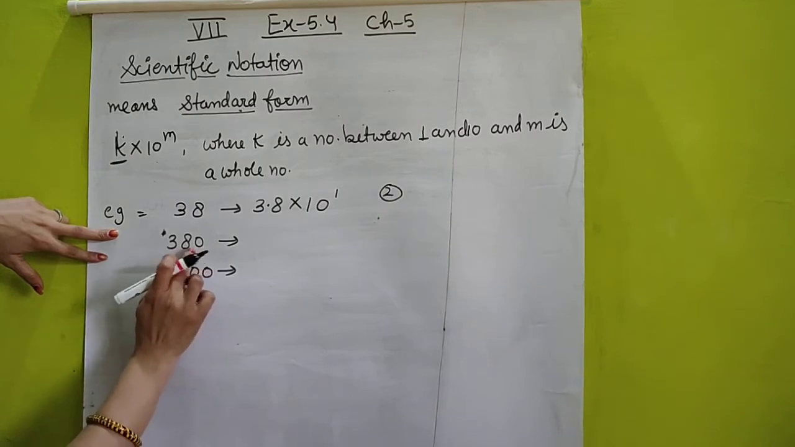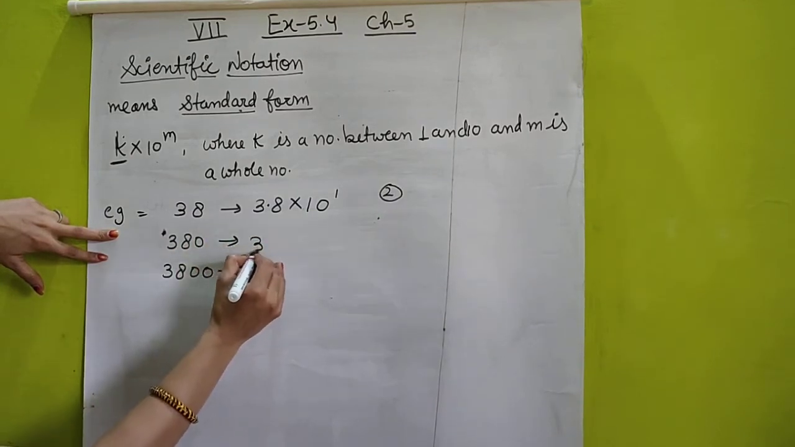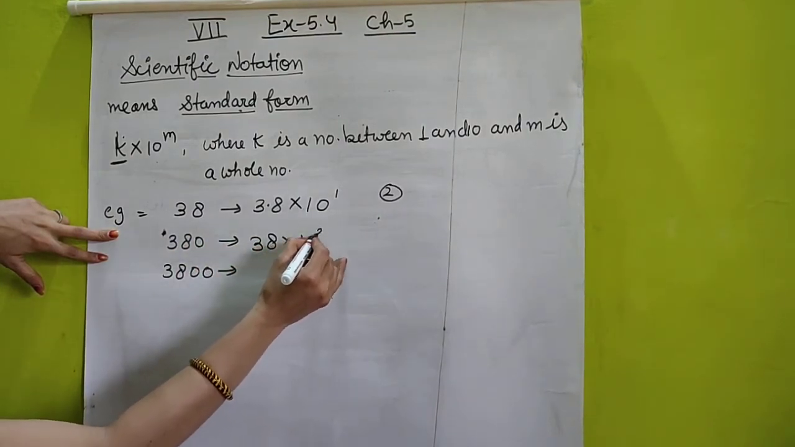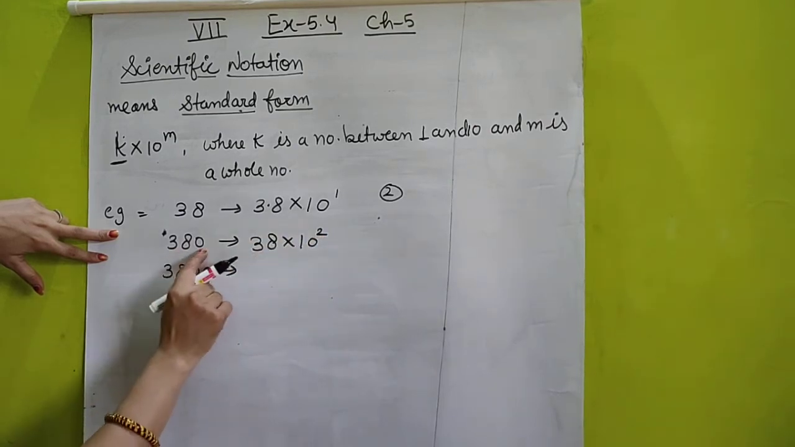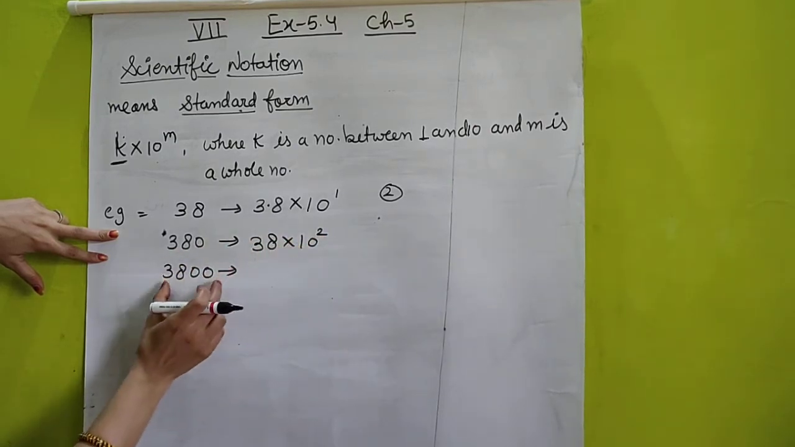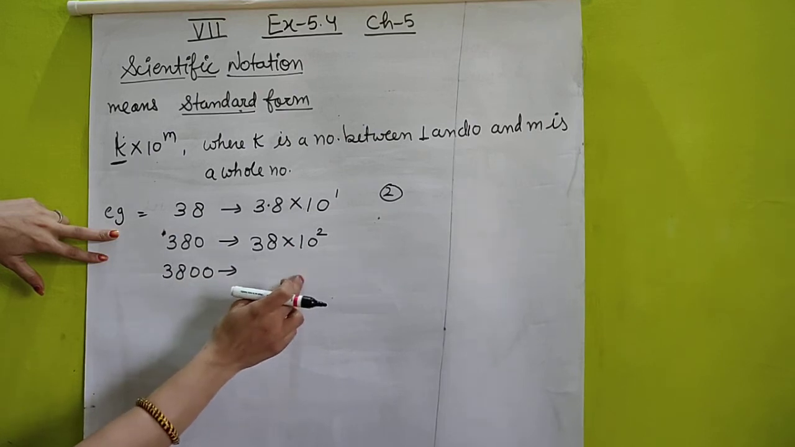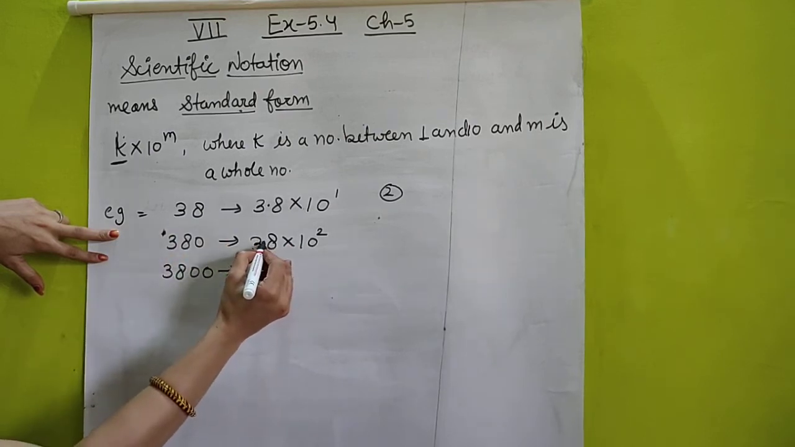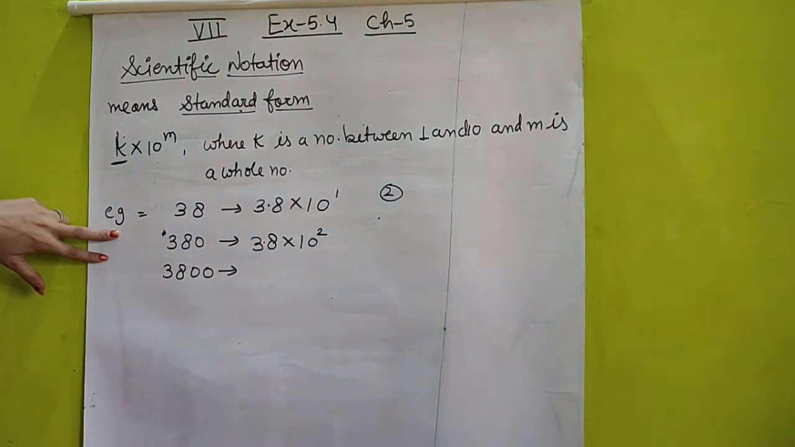Here students, total number is 3, so 10 to the power will be 2, because we take one less. Total number 3, power will be 2. Total number 4, power will be 3. And after 3 we can put the decimal.